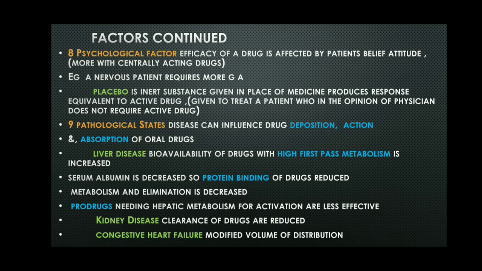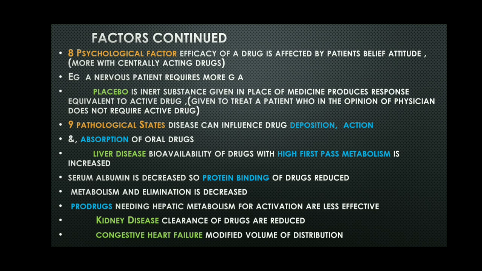The eighth one, psychological. Psychology is obviously related to the brain. Efficacy of a drug is affected by the patient's beliefs and attitude. What a patient believes, what his attitude is about the drug, the drug's efficacy depends on that also. This happens mostly with centrally acting drugs, those acting on the CNS. For example, a nervous patient would require more general anesthesia. If we want to give anesthesia to a patient who is anxious and nervous, he is going to require more of the drug. So the brain, the central nervous system, is going to affect the response of the drug.